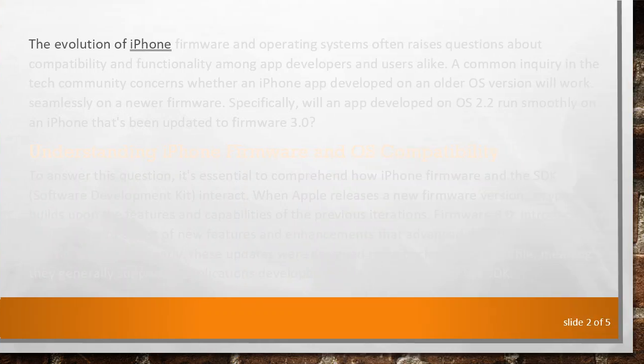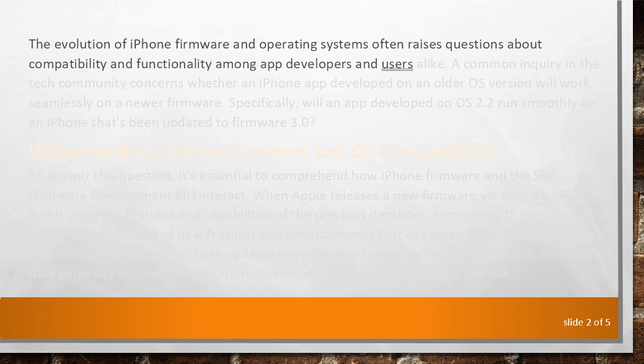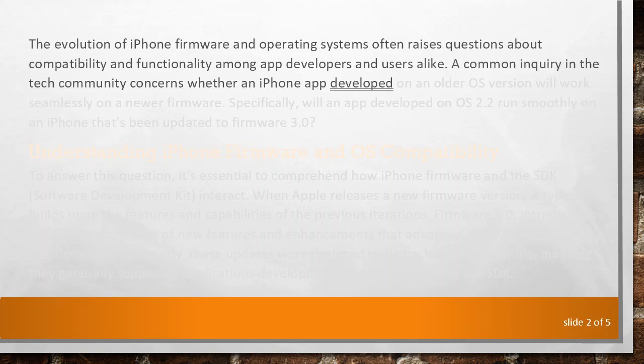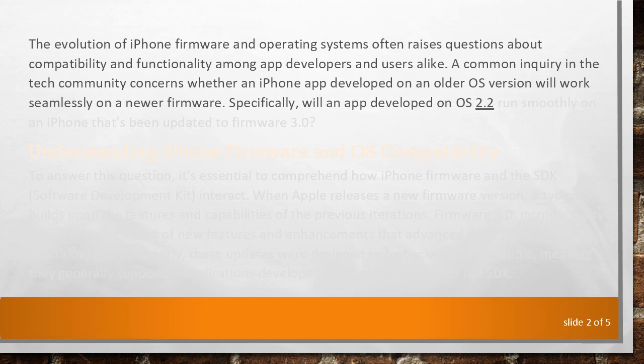The evolution of iPhone firmware and operating systems often raises questions about compatibility and functionality among app developers and users alike. A common inquiry in the tech community concerns whether an iPhone app developed on an older OS version will work seamlessly on a newer firmware. Specifically, will an app developed on OS 2.2 run smoothly on an iPhone that's been updated to firmware 3.0?